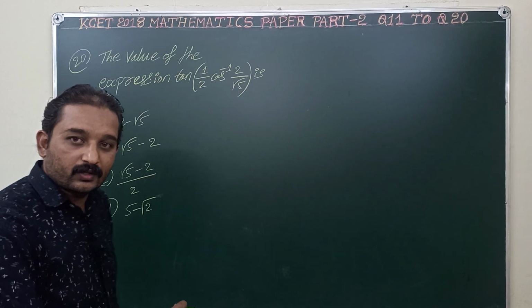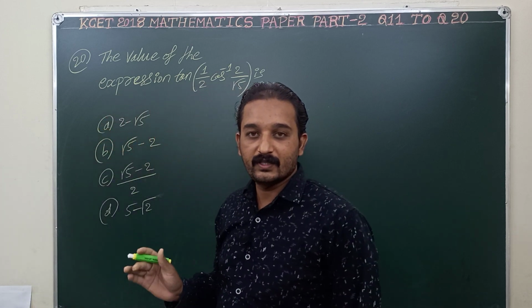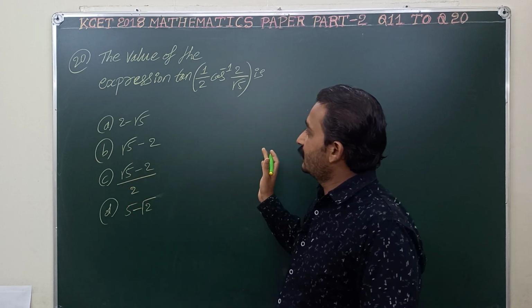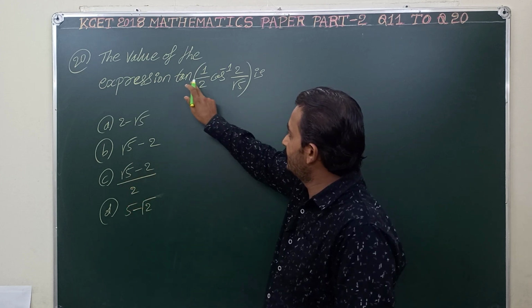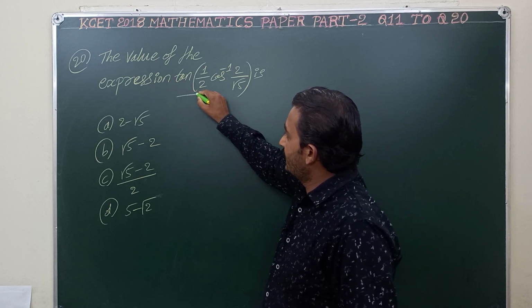So now let us move on to the next question. This is the last question of this video, question number 20. Once again, this question is based on the chapter inverse trigonometry, but it is a mixture of inverse trigonometry and trigonometry. Here tan is there, here cos inverse is there. So we have to find the value of this expression.